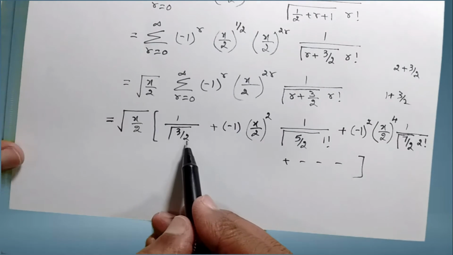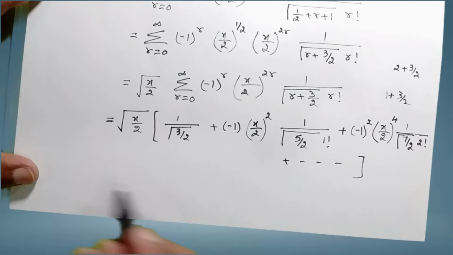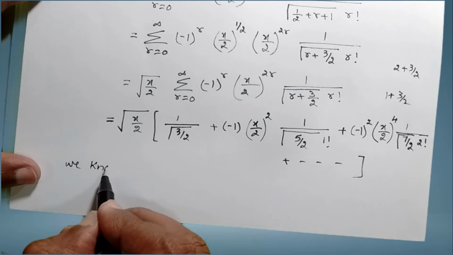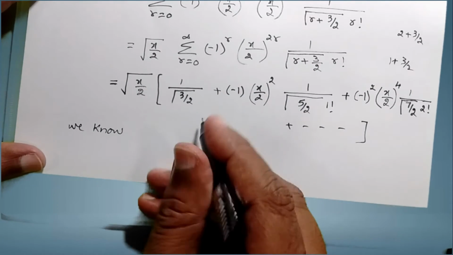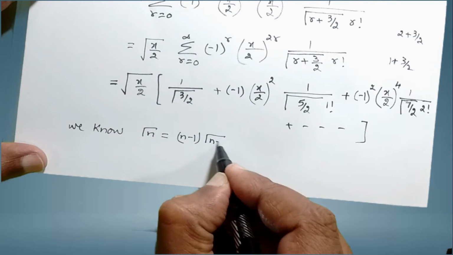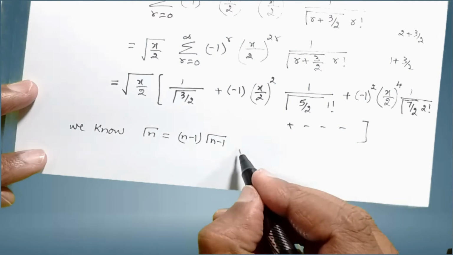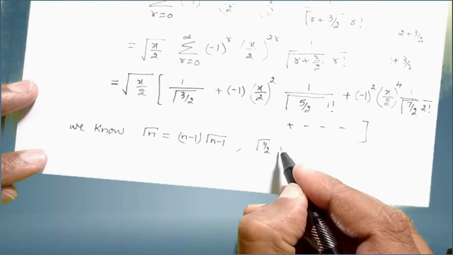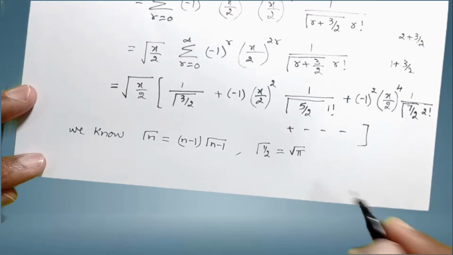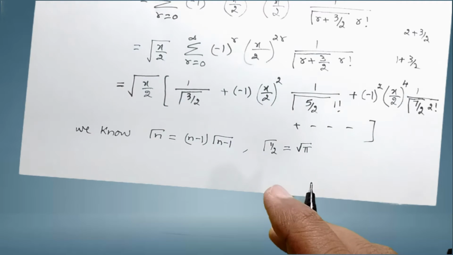So we need to find this gamma of 3 by 2 value, gamma of 5 by 2 value, and gamma of 7 by 2 value. So we know this basic result: gamma of n is nothing but n minus 1 into gamma of n minus 1. You have learnt in the gamma function the value of gamma of n, and also gamma of half. Gamma of half will be square root of pi. So let us use this result and try to find gamma of 3 by 2 as well as gamma of 5 by 2.